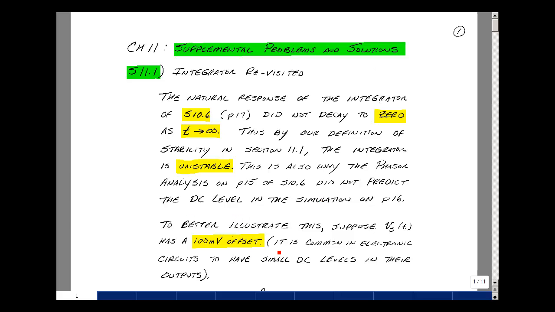To better illustrate this, suppose we let the input be a 100 millivolt DC offset. It's worth noting that there are small DC voltage levels present in non-ideal op-amp circuits due to the transistors that are connected to their input terminals.